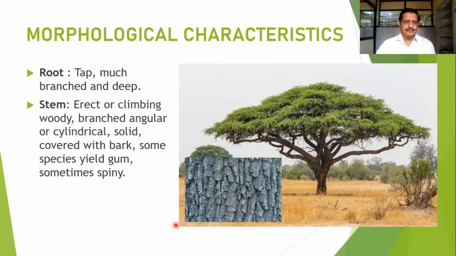Stems are normally erect and they are climbing in some genera like Entada. They are woody, branched, and regular, having the cylindrical and solid structure covered with a bark tissue, cork tissue on the epidermis, and some species may yield gum, or sometimes they may be spiny, as in the Acacia member. See, here we have shown the bark of this Acacia, because this bark is normally used in many drug preparations, we can say Ayurvedic preparations, where for tanning of the leather, the bark is also used.